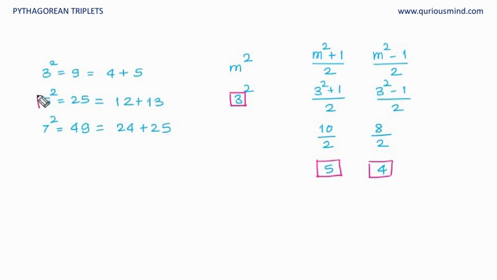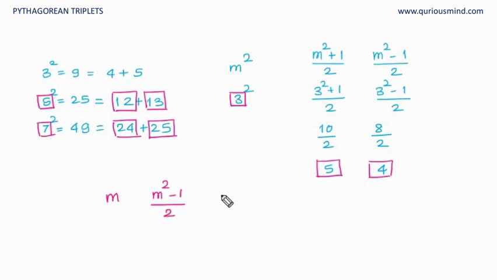Similarly, 5, 12 and 13 also are a Pythagorean triplet. So we get another method to find Pythagorean triplets. So for any odd natural number m, m square minus 1 upon 2 and m square plus 1 upon 2 gives a Pythagorean triplet.